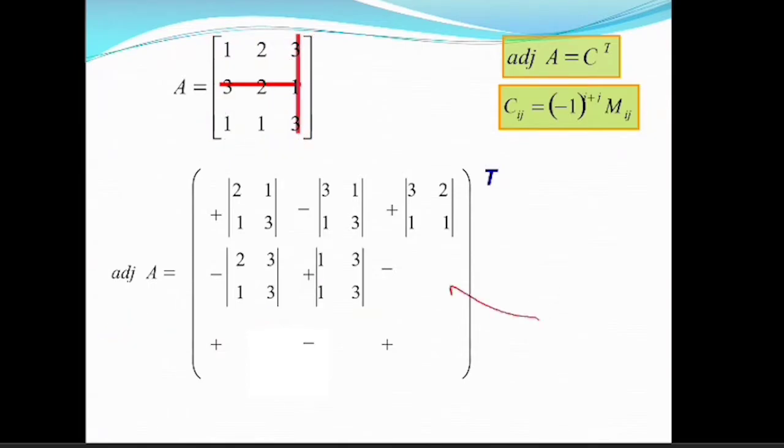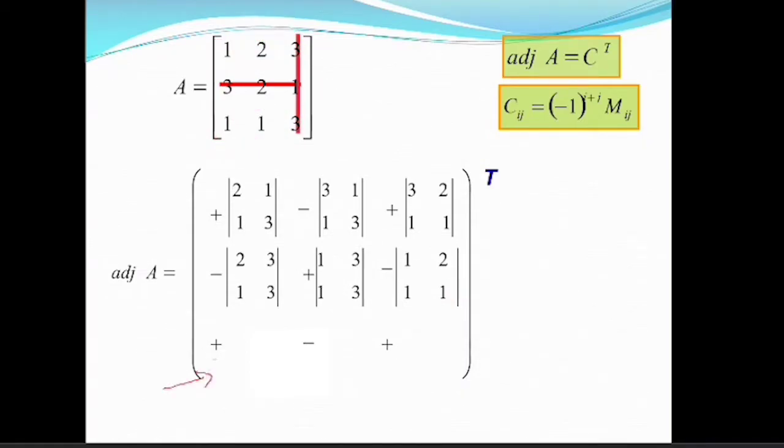And now, this is situated in the second row and third column. That means we have to delete the second row and third column. What's left is the numbers 1, 2, 1, and 1. Write those numbers according to their order in the determinant form.